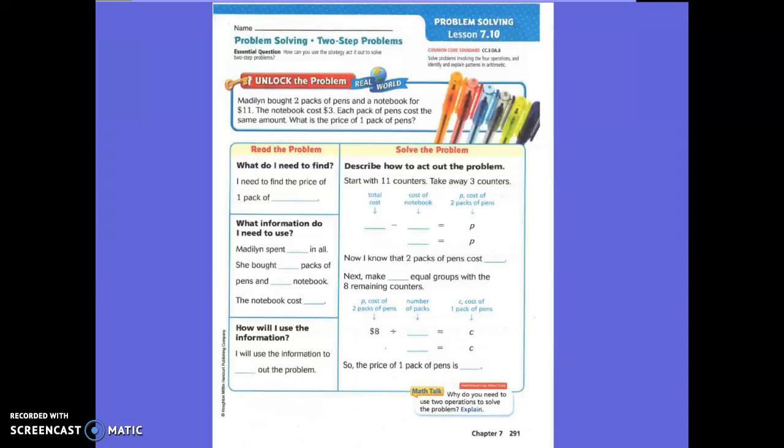All right, what do we need to find, boys and girls? I need to find the price of one pack of pens. Okay, write it down in cursive.